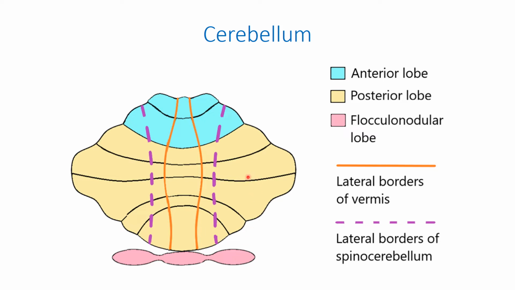cerebrocerebellum, occupying most of the lateral parts of the hemispheres and receiving input from the cerebral cortex, spinocerebellum, which occupies the median and paramedian parts of the cerebellum, and vestibular cerebellum, which corresponds to the floccular-nodular lobe and receives information from vestibular nuclei.